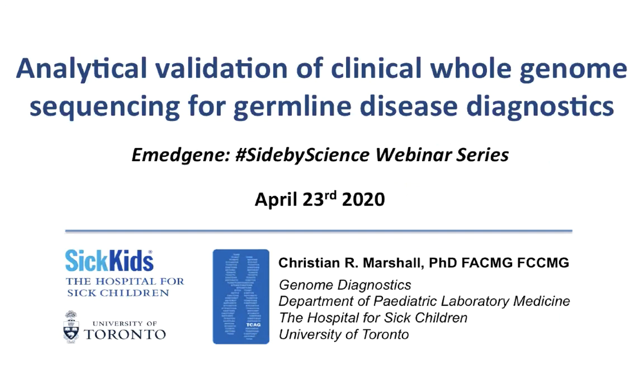And then we're going to look a little bit at one of the papers that we're trying to publish that is looking more at the analytical standards. And then I'll drill down and do a bit more specific dive into some of the work we're doing at SickKids, specifically around a challenging aspect of validating a genome test, and that's the copy number variation analysis.